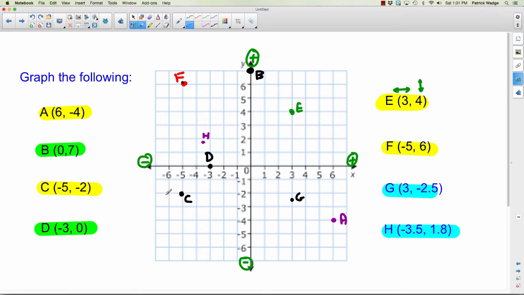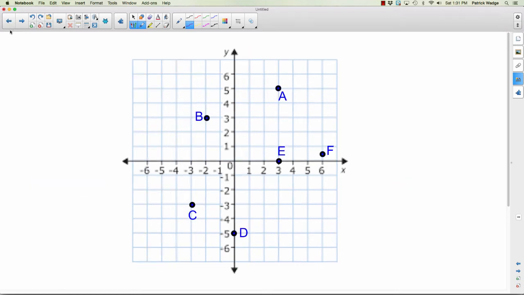If you understand all that, you understand how to graph points. The other way they might ask it is they might give you the point, and you have to say what the point is. Give the ordered pair for it. So I'll just quickly do this as well. A. Remember, we start here.